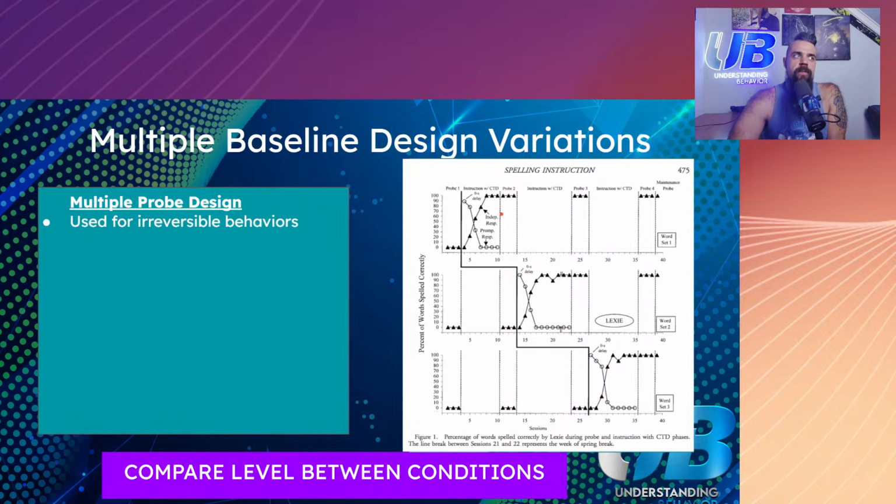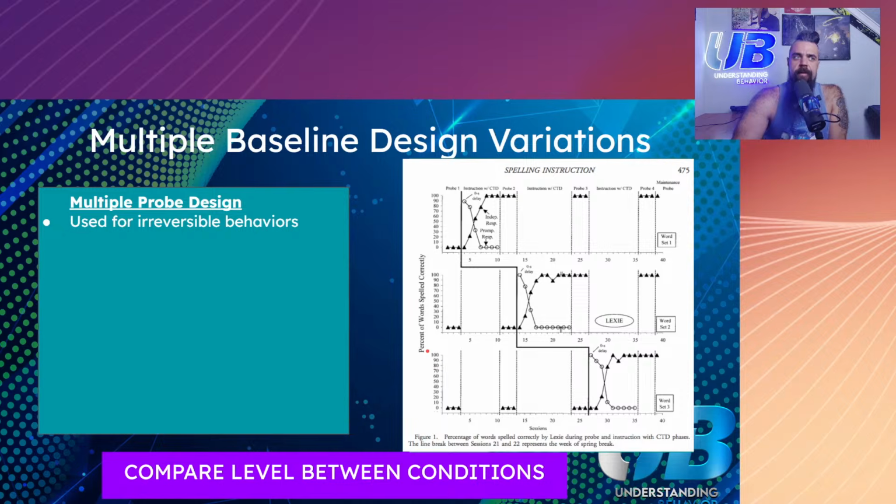In the multiple probe design, these are only used for irreversible behaviors. The reason we're able to take probes and it doesn't really matter is that we don't expect these behaviors to change in our baseline conditions, and we don't expect them to be unlearned in our post-intervention conditions.